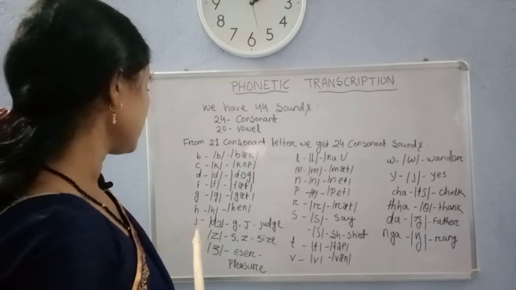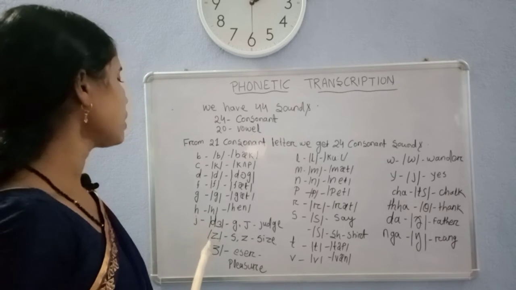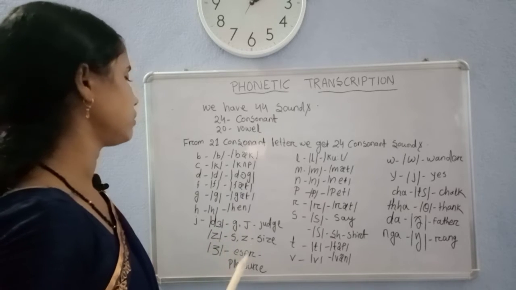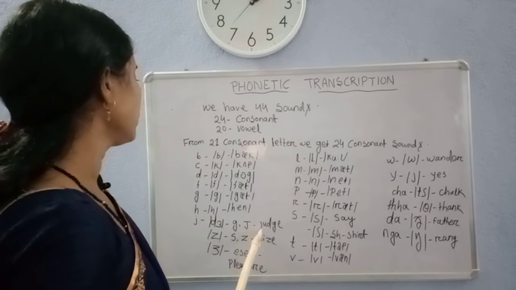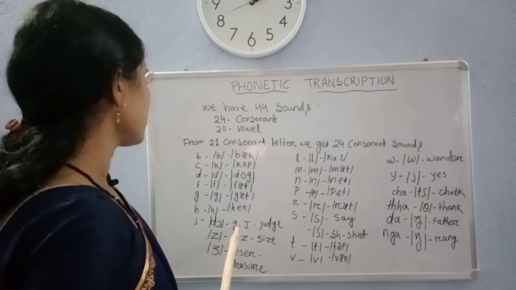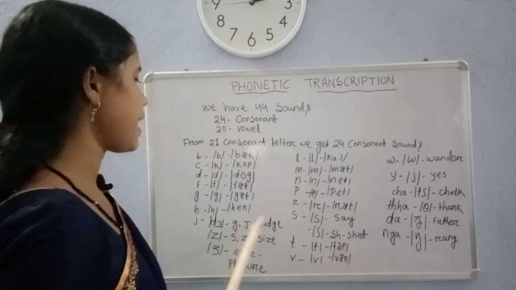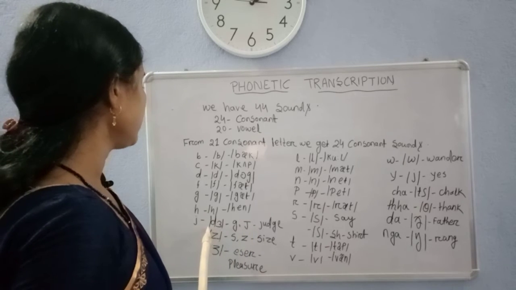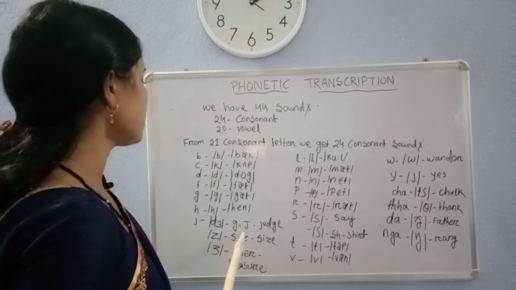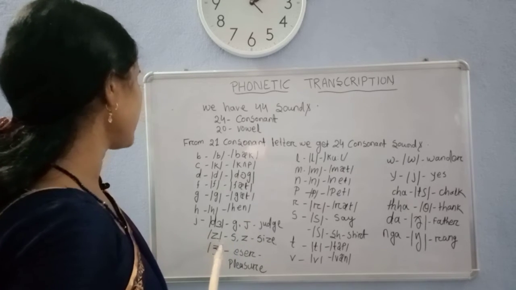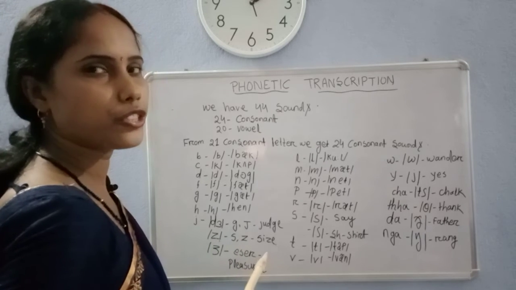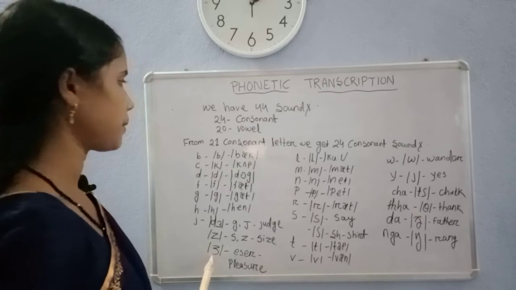Is that clear? It has three transcription sounds: dʒ, z or ʒ. When a word is written with G or J, there you will write dʒ. And in a word, if it is written with S or Z, you will write the Z sound. And as in pleasure, the zh sound is written like this.